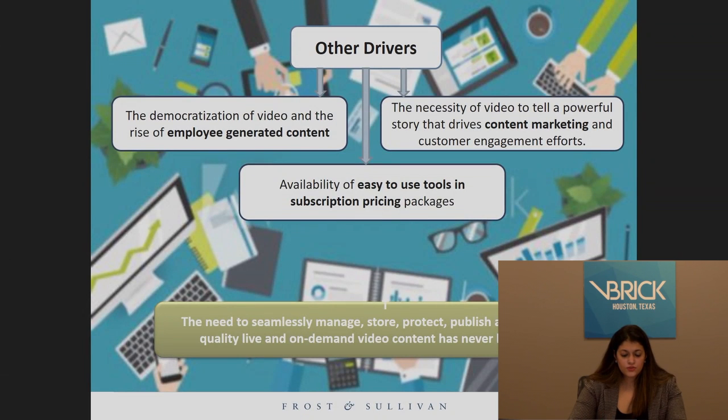So it's easy to use, easy to manage, and with the advent of cloud and self-service solutions that can be purchased in subscription pricing packages, the video solution purchase has essentially gone from a CapEx thing to an OpEx purchase. So the bottom line is that the need to seamlessly manage, store, protect, publish, and deliver high-quality live video content has never been greater, and that is going to drive this market going forward.